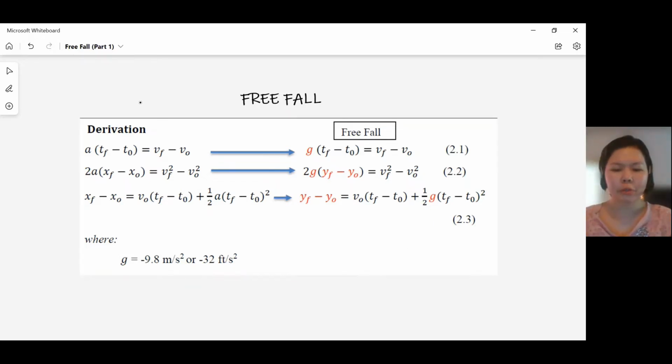We can derive the equations of motion used to solve free fall problems by recalling equations of motion used in the previous topic, horizontal motion with constant acceleration. So these are the equations 1.1, 1.2, 1.3, the one on the left column. In free fall equations, the one on the right column, we simply replace the acceleration variable a found in horizontal motion equations with the acceleration due to gravity g.